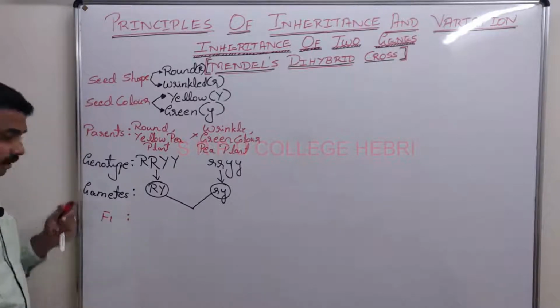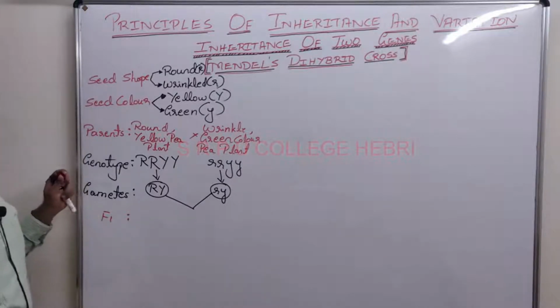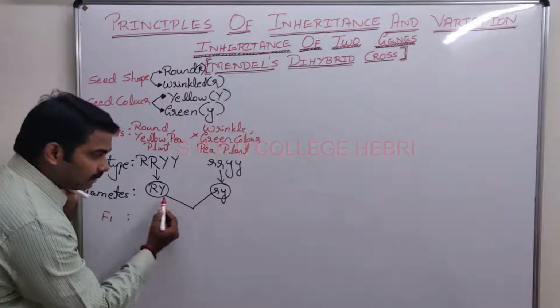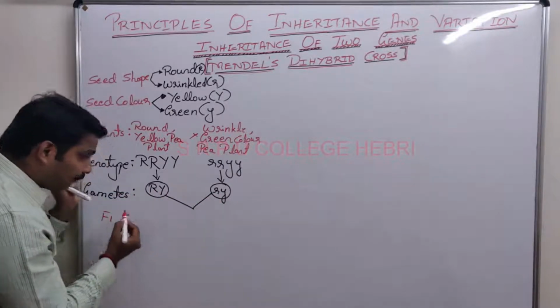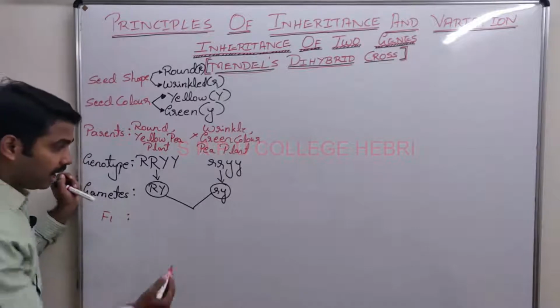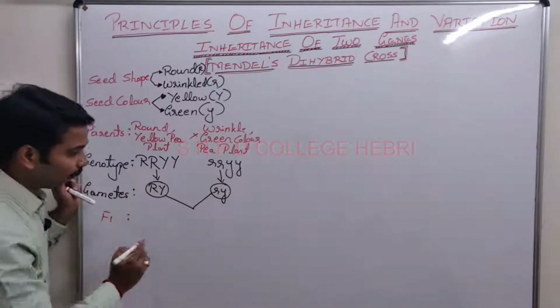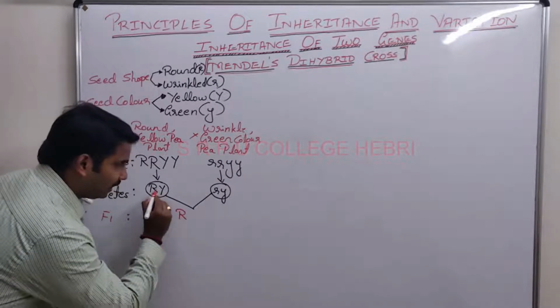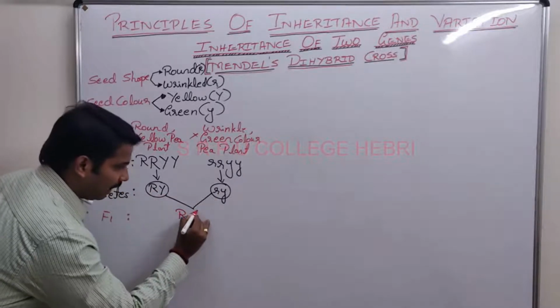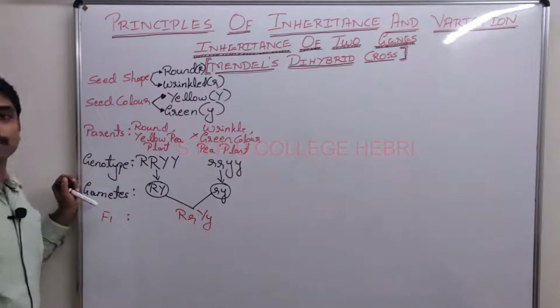First generation. I call it the F1 generation. So when they are cross pollinated, the progeny formed in the F1 generation, a first generation plant, had a genotype capital R small r capital Y small y.